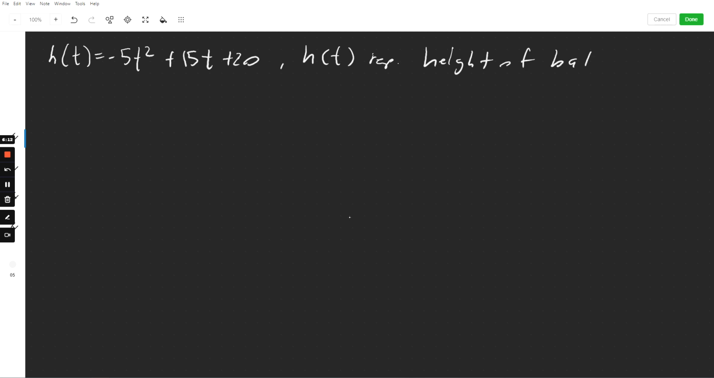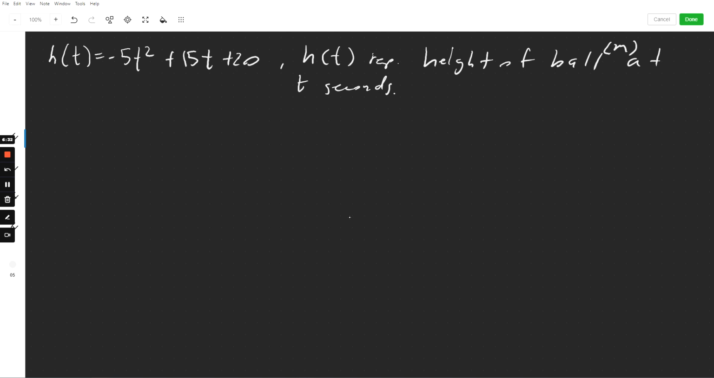Let's just say a ball is thrown out of a window. A ball thrown out of a window has a trajectory modeled by the quadratic function h(t) = -5t² + 15t + 20, where h(t) represents the height of the ball at t seconds. This is in meters.